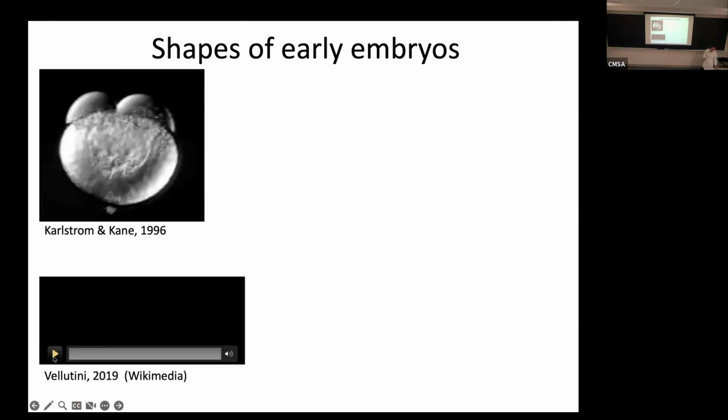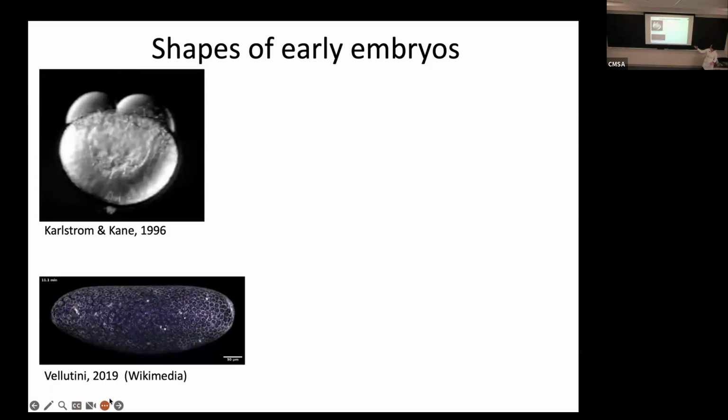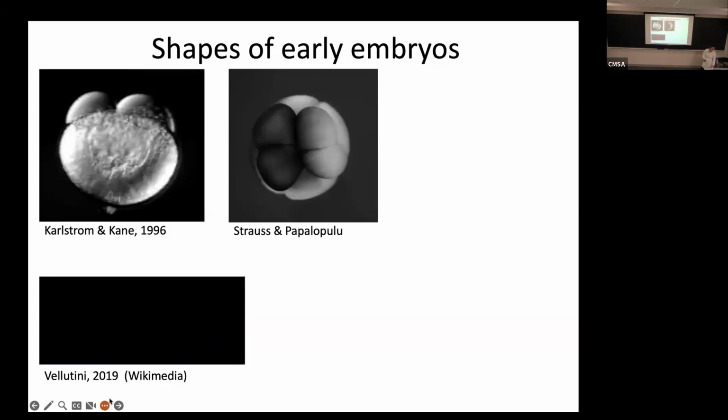This one also you have seen already. This is a Drosophila embryo, right? And the shape of the egg is very different, but cells are doing somewhat a similar thing. They are dividing and cellularizing on the surface of the yolk, and in the middle there is a mass of yolk that is not part of the tissue, right? Does anybody want to guess?